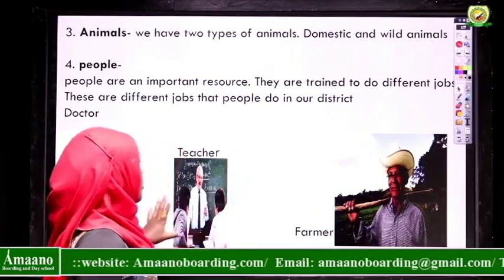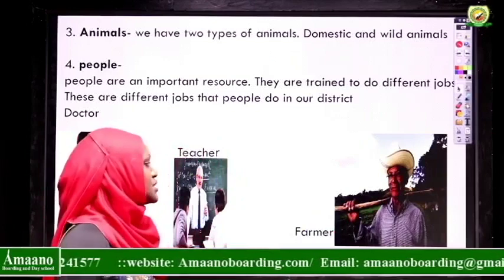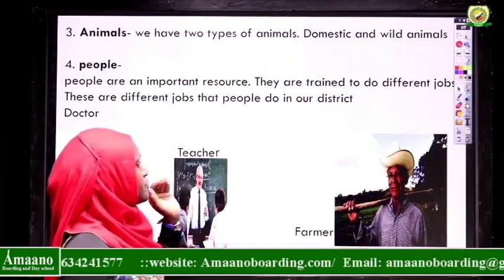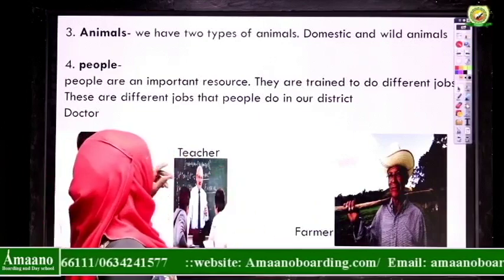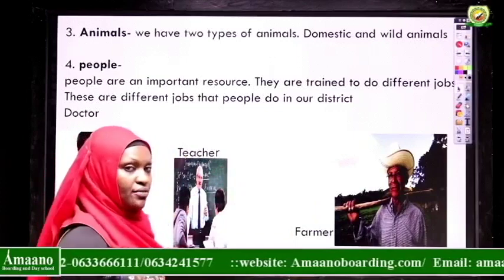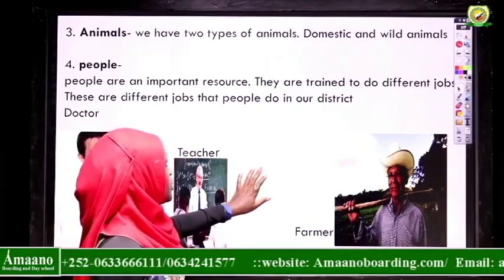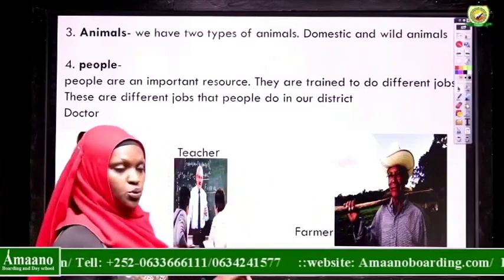So we also have many different people. We have also the pilot, we have the nurses, we have the fishermen. All these people in our district, by doing this job, they are creating resources for us. By doing their work, we'll have the money to be able to get what we need.